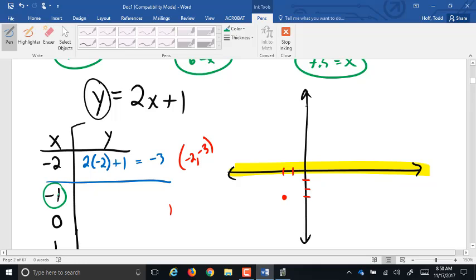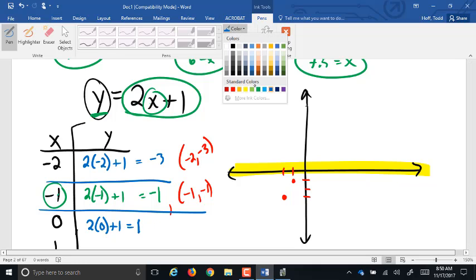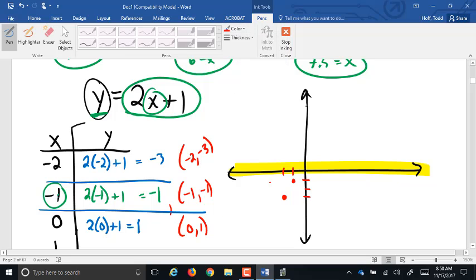Well, here I'm saying when x is -1, what's y? Well, y is 2 times x plus 1, so I'm going to put -1 in for x. 2 times -1 plus 1. Well, what is 2 times -1? -2 plus 1? -1. So that gives us the point when x is -1, y is also -1. -1, -1 is right there. X is 0. Y would be 2 times 0 plus 1, which is going to be 1. So when x is 0, y is 1. 0, 1 right there.